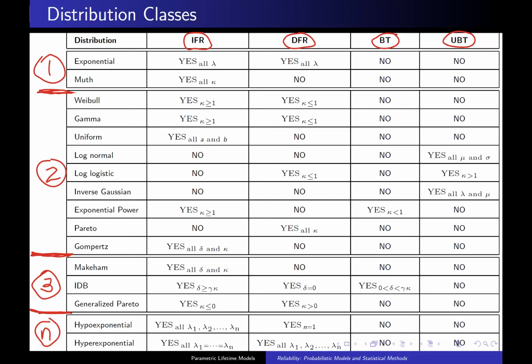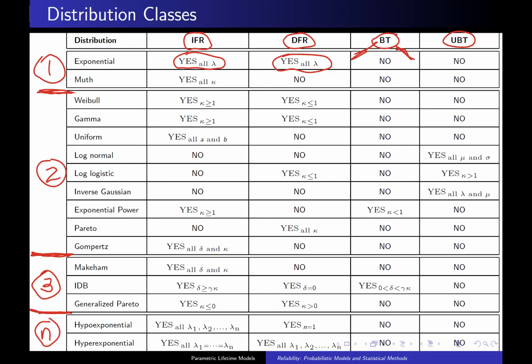As you can see, the exponential distribution is the only distribution with a constant failure rate, or constant hazard function, I should say. And that says you have a yes in both boxes here for all lambda. So it is kind of the borderline between the IFR and the DFR cases. Couple things to notice.